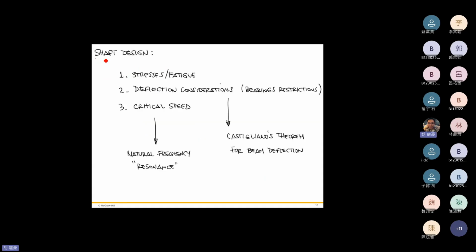So for shaft design, the first thing you have to consider is the stresses and fatigue, the deflection, and the speed. For the deflection, if you still remember, we can use the Castigliano theory for the beam deflection. For the critical speed, we are not going to deeply discuss this issue, but we have to be concerned about its natural frequency or resonance. So now we just focus on the stresses and fatigue.